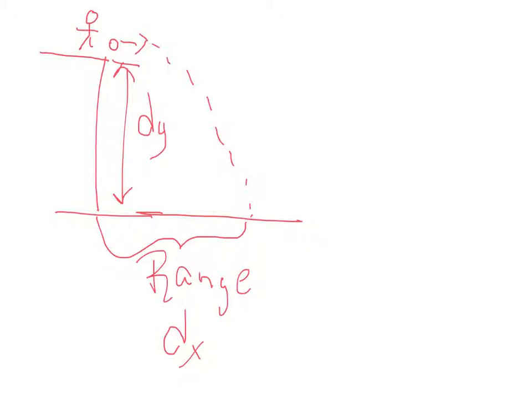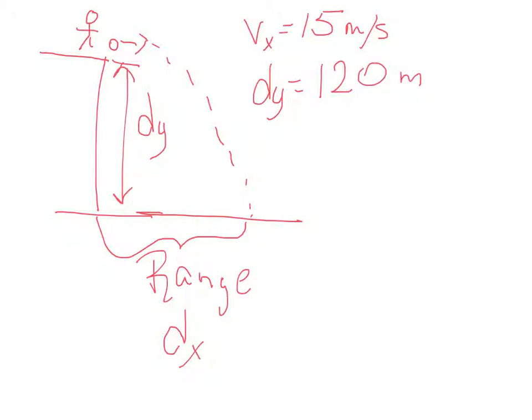If we kick the ball, let's say we kick it at a velocity, we're kicking it horizontally, so that means it's in the x direction. Let's make it 15 meters per second. Let's say we kick it off a cliff and the cliff is 120 meters high. Well, we know acceleration is due to gravity, and it's 10 meters per second squared.